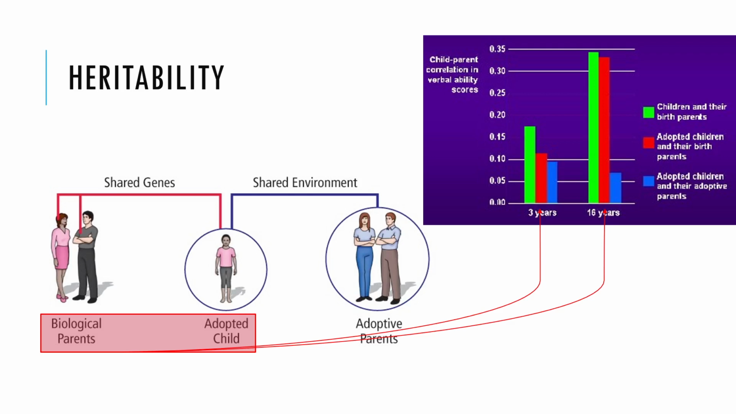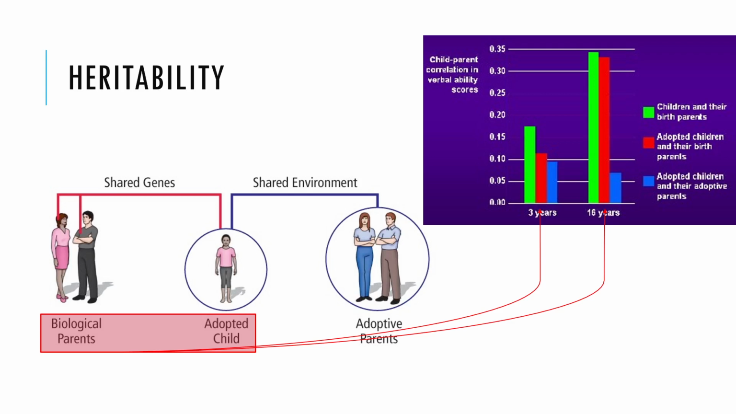By 16 years of age, there's not much difference between the correlation between the children and the parents who raised them and gave birth to them, that green bar, and then the adopted children and their biological parents. There's not much difference in the height of those two bars, which shows you that biology is probably the most powerful explanation for intelligence, at least with regard to comparing them to their parents.